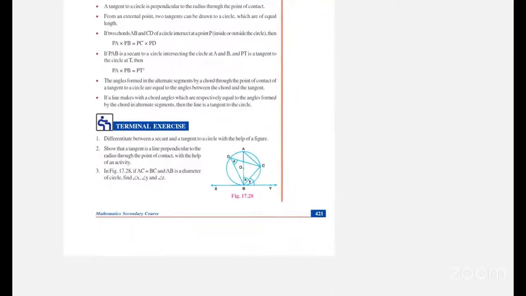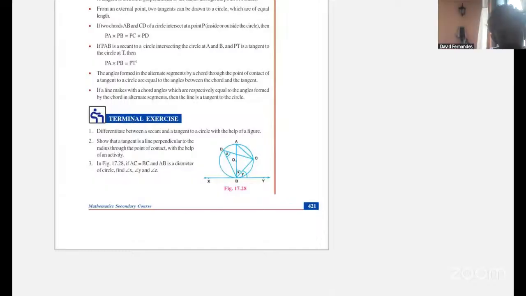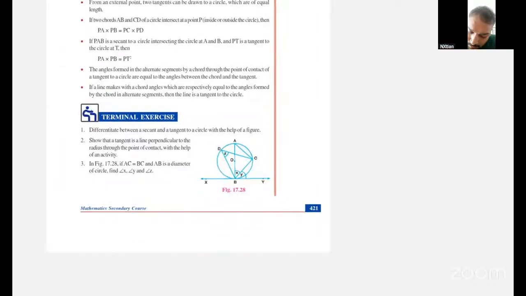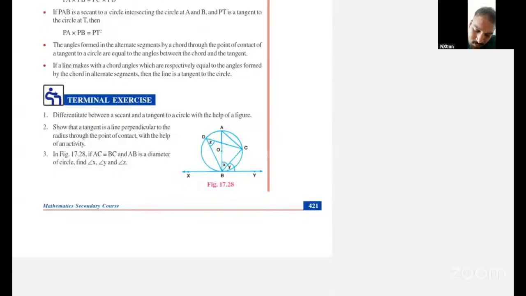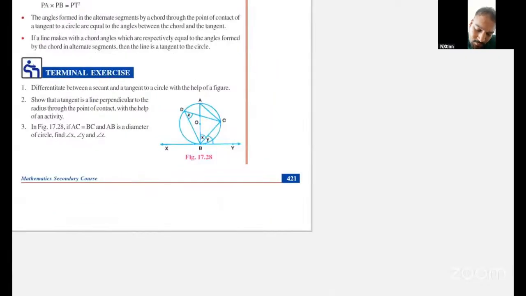Okay, so we have this thing. Now in this we have to, if AB is equal to BC. Okay, I'll draw this diagram.